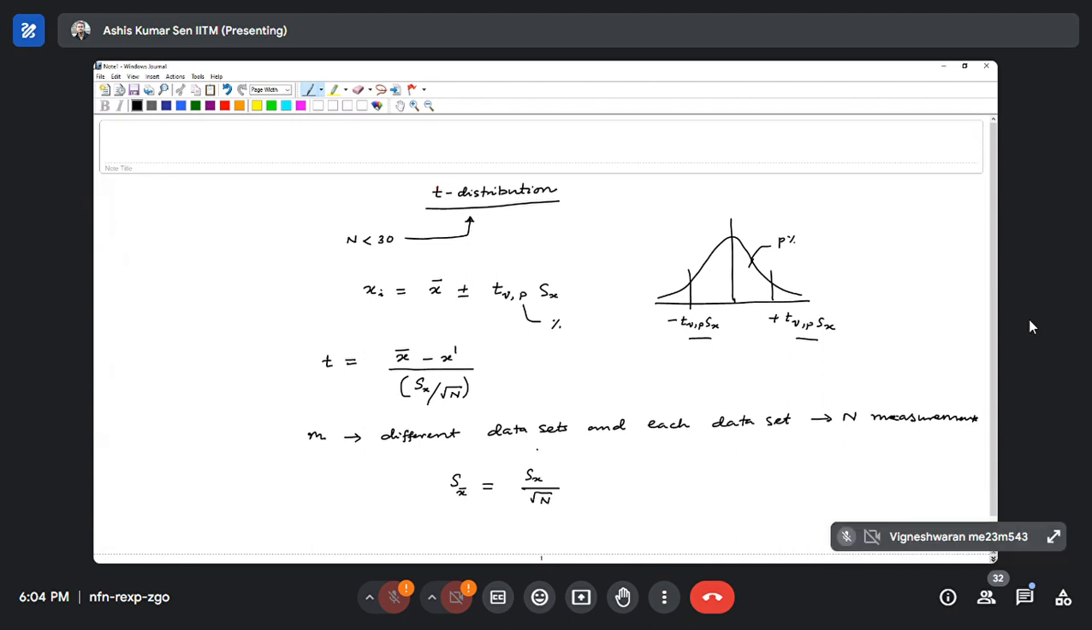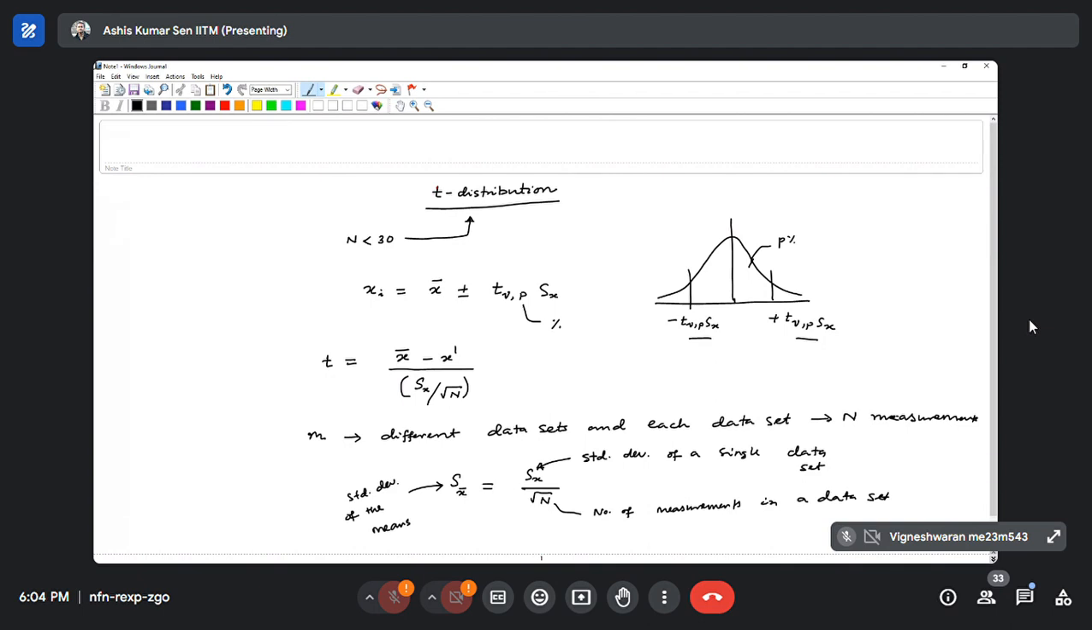All right. So this is the standard deviation of a single data set, and this is the number of measurements in a data set, and this is basically the standard deviation of the means of each of these data sets.